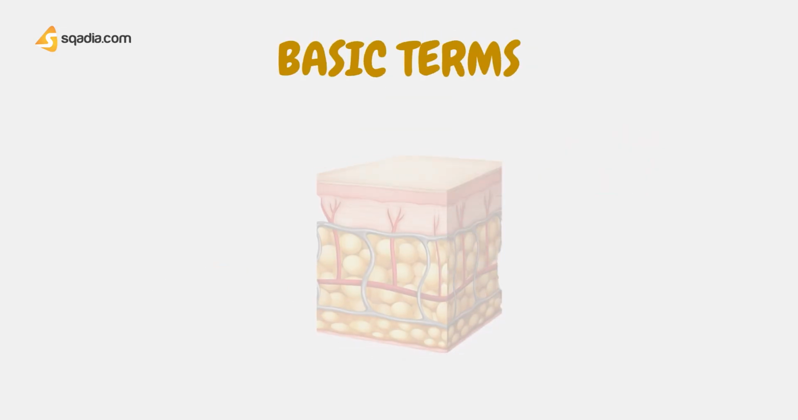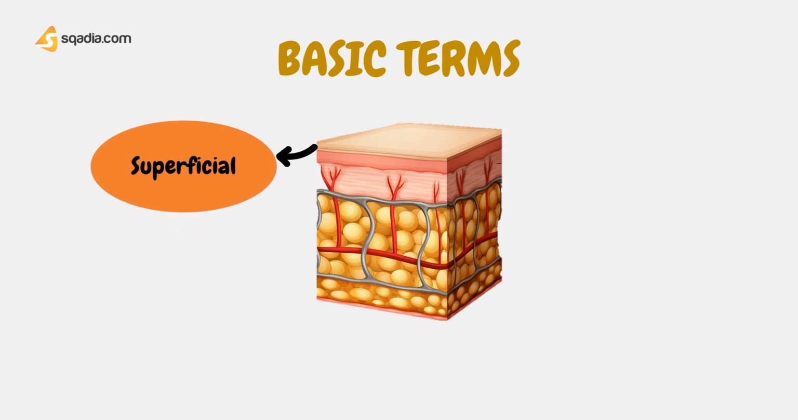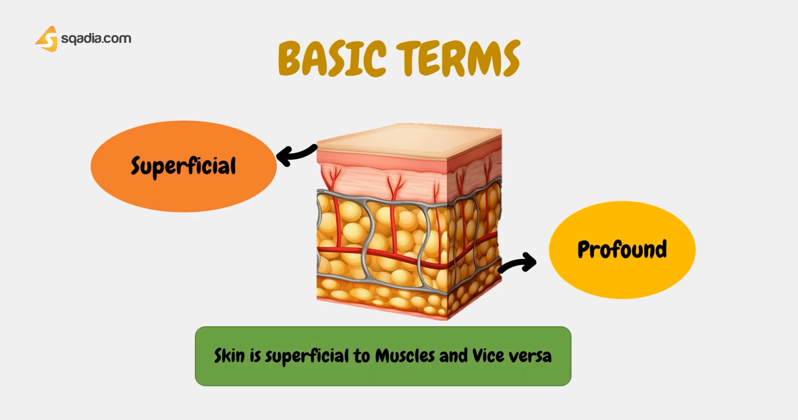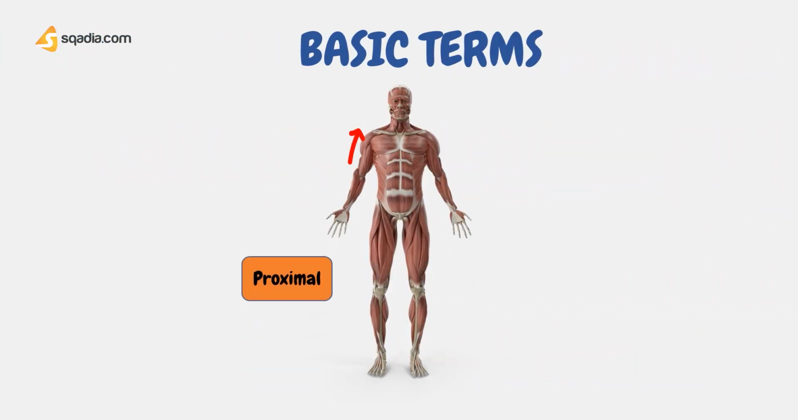From a surgical point of view, we have two commonly used terms. The first one is superficial, which refers to the structures present near the body surface. The opposite of superficial is profound, which means located deeper in the body or away from the surface of the body. For example, in the model of skin anatomy, we can see that skin is superficial to muscles and muscles are located deeper from the surface of the skin. Okay, so let us move ahead.